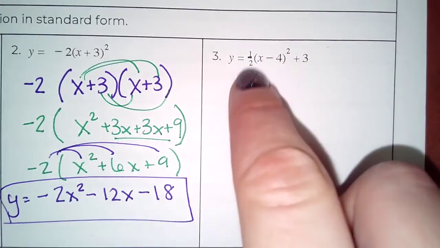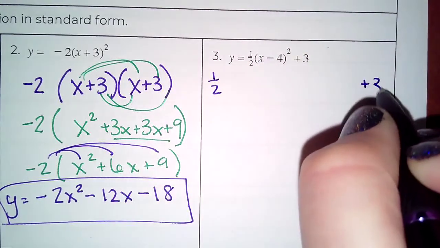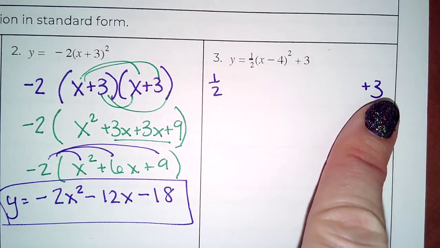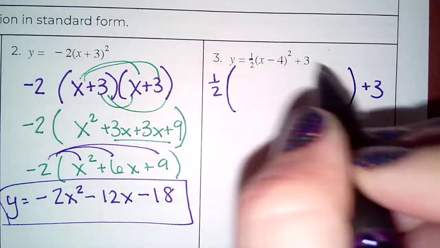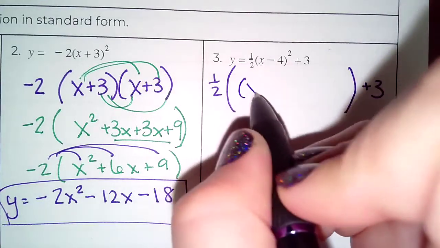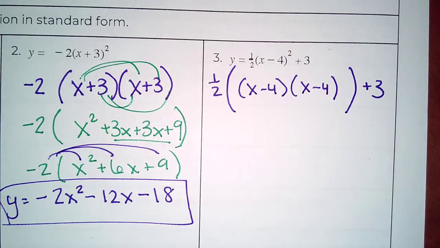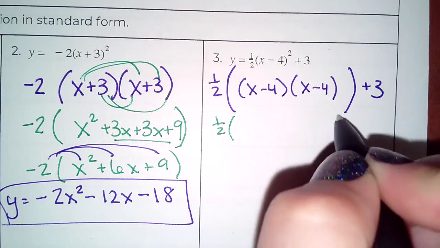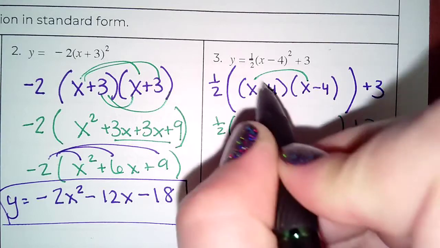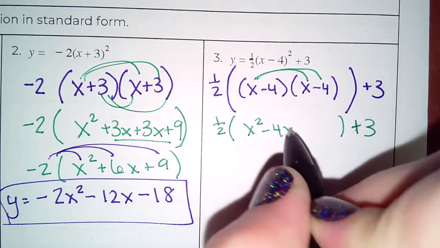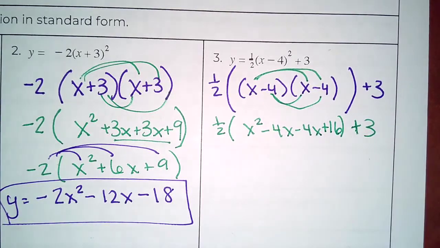And last one. Okay, I'm going to drop down this 1/2. I'll use that eventually. And I'm dropping down this plus 3. I'll use that at the very end, because order of operations will allow me to use it at the very end. Next part, I'm going to expand. So we have x minus 4 times x minus 4. So it's 1/2 times all that plus 3. Now let's go ahead and distribute. X times x is x squared. X times -4 is -4x. -4 times x is -4x. -4 times -4 is positive 16.